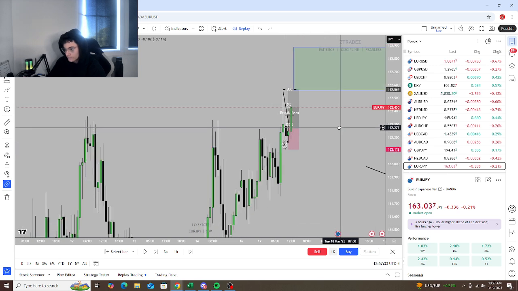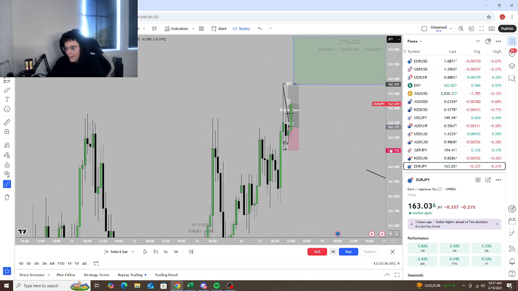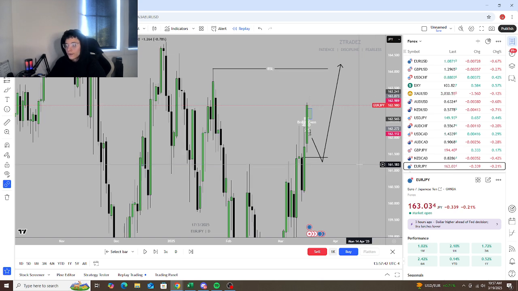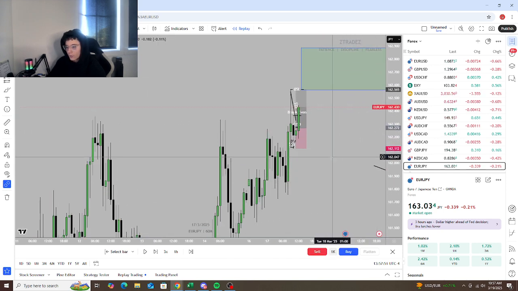Okay, so what do we have here? Daily, obviously ignore that candle because of that. Daily, what did I want? We had a daily order block around here, which GBPJPY tapped into. EURJPY did not. Cool, that low's taken. Now, what do we have?